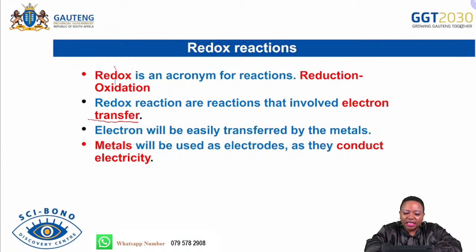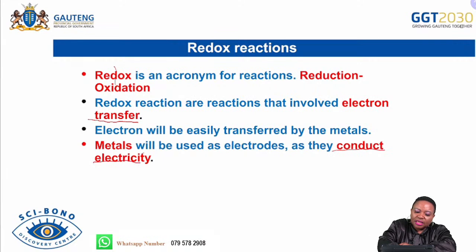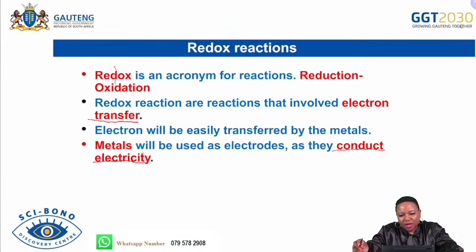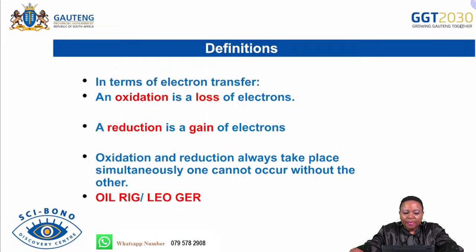So these redox reactions are electron transfer, and as I said, electrons are easily transferred or easily lost by metals. Therefore, we already know that the reason why metals can lose electrons is because they are good conductors of electricity. Now, we need to define the oxidation and reduction reactions. There are two ways that are stipulated by the exam guideline in terms of defining the two terms. So we are going to look at it in terms of electron transfer and also in terms of oxidation numbers.